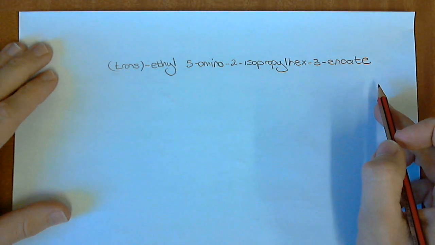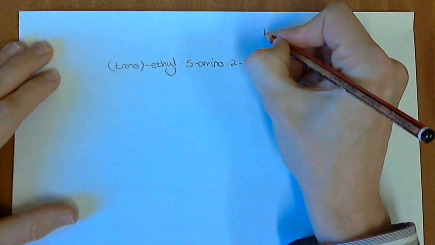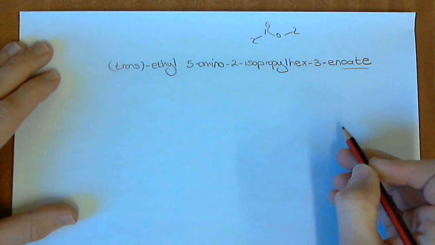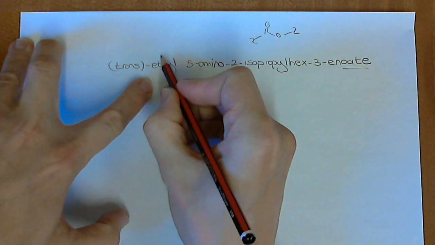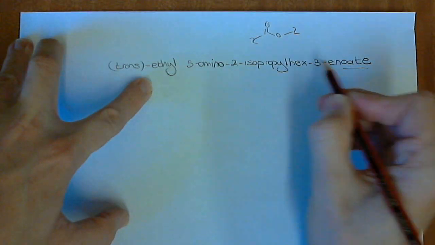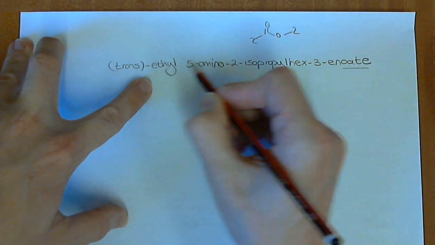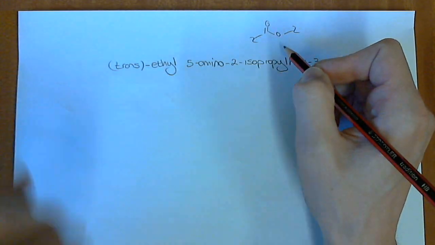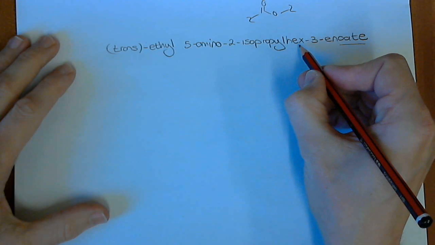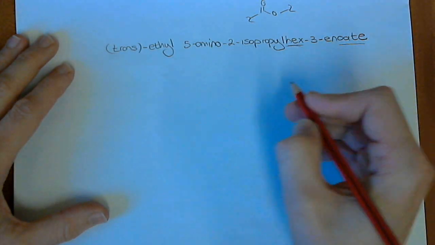All right. The first thing to identify is, if you notice this, it's an oate. It means that we've got an ester functionality, all right? This helps us with this part over here. We know that it's some sort of ethyl ester. The ethyl refers to what's connected to the oxygen over there. And the other thing that we notice is that it's a hex. The parent is hex, which means 6 carbon atoms.